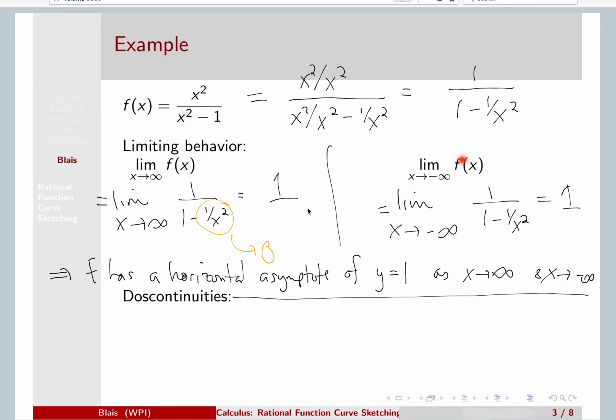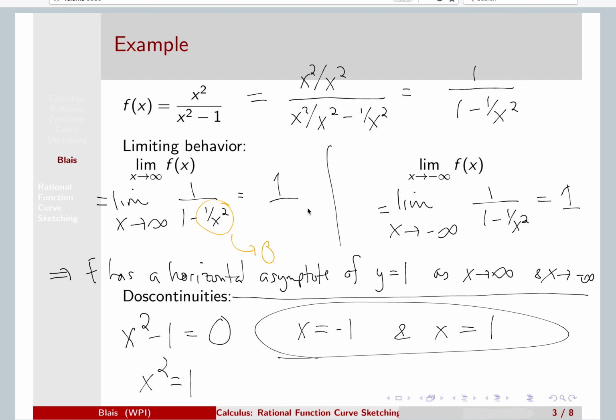This is very different than what we see with polynomials. Polynomials always take off to plus infinity or to minus infinity as x goes to infinity. Not the case with a more general function. We then check for discontinuities, and remember, with a function like this, what we're concerned about is when the denominator can be 0. Or x squared equals 1. So we have a problem at x equals minus 1 and x equals 1.